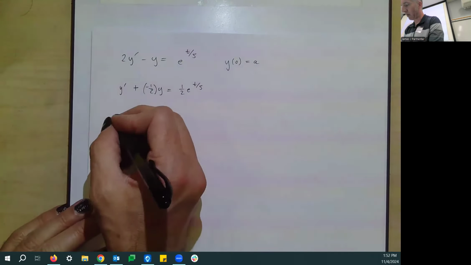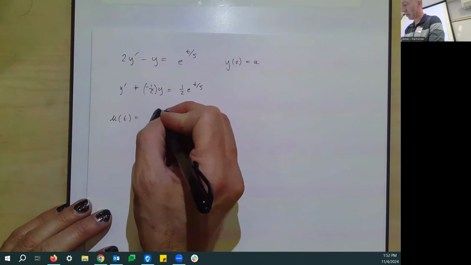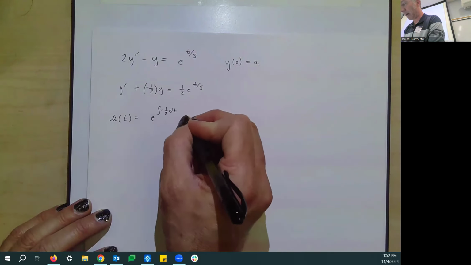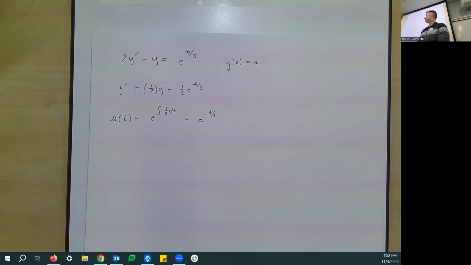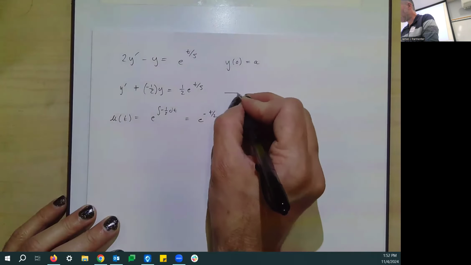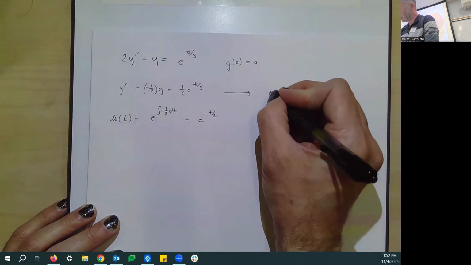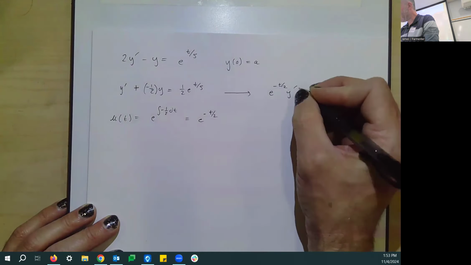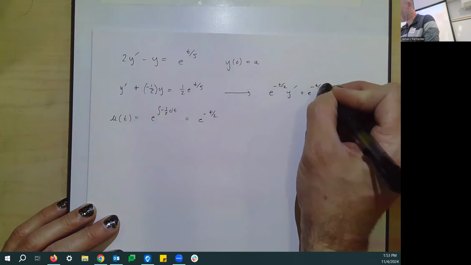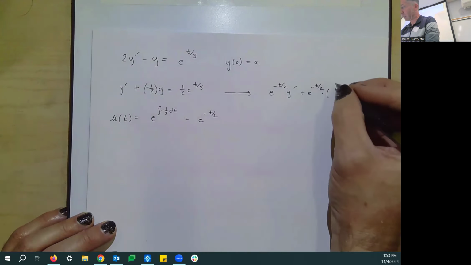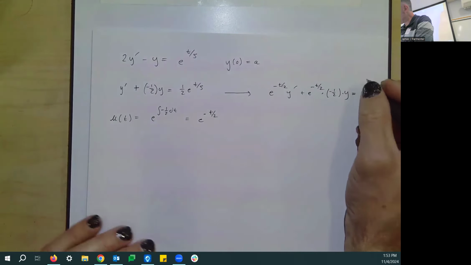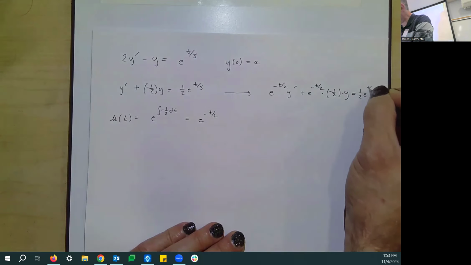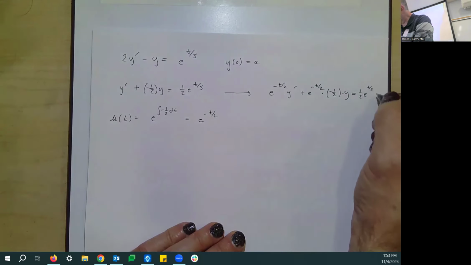And when you find your integrating factor, it's going to be e to the integral of negative 1/2. And that minus sign really does matter. So your integrating factor is e to the negative t over 2. Gross. Okay. So we multiply the whole thing by it. We get e to the negative t over 2 times y prime plus e to the negative t over 2 times the derivative of negative t over 2, which is negative 1/2, times y equal to 1/2 e to the t over 5 times e to the negative t over 2.